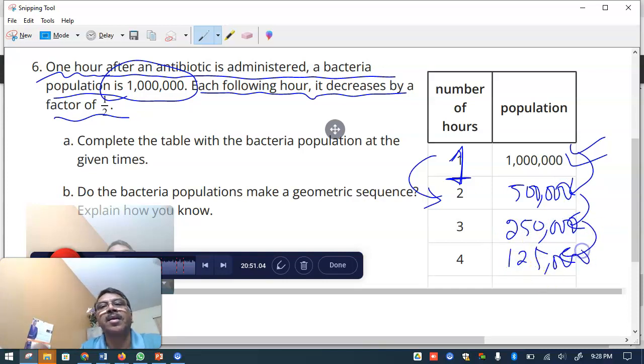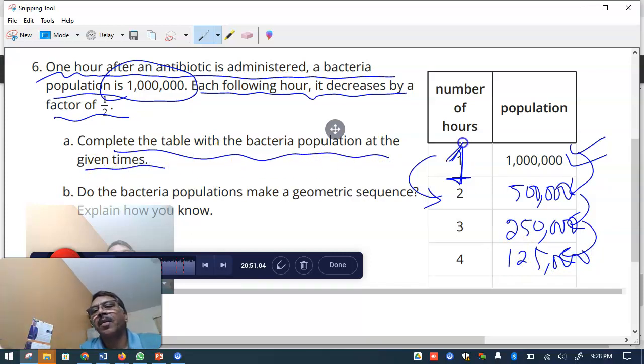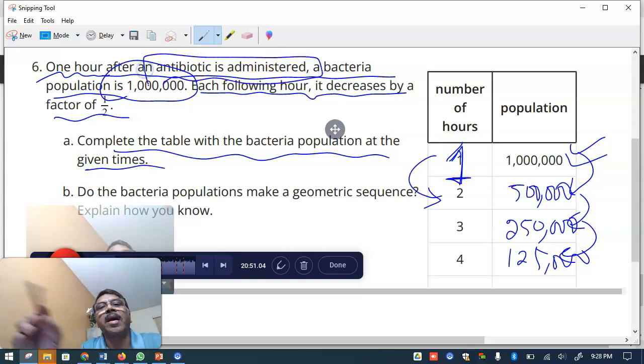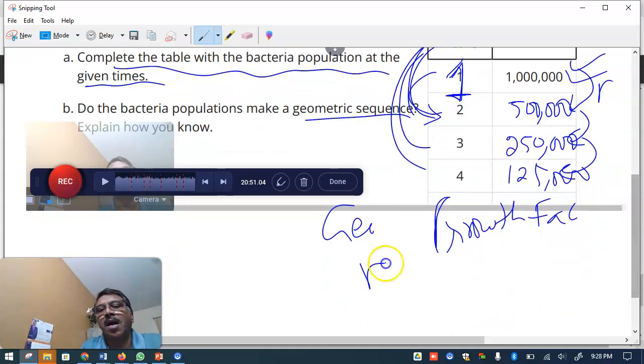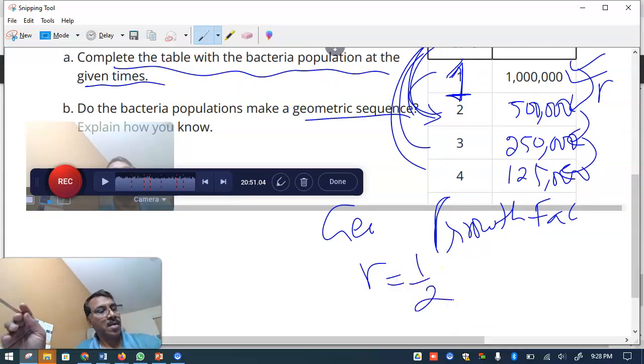So the question is asking you to complete the table with the bacteria population at the given times. From the time the antibiotic is administered, you're supposed to figure out what's going on every hour. That's all the question is. 2 hours, 3 hours, and this is a geometric sequence. Clearly this is a geometric sequence because there is a growth factor, or a common ratio. Every time that r is, in this case, a half. That's all it is, and we will continue this in lesson number 7.